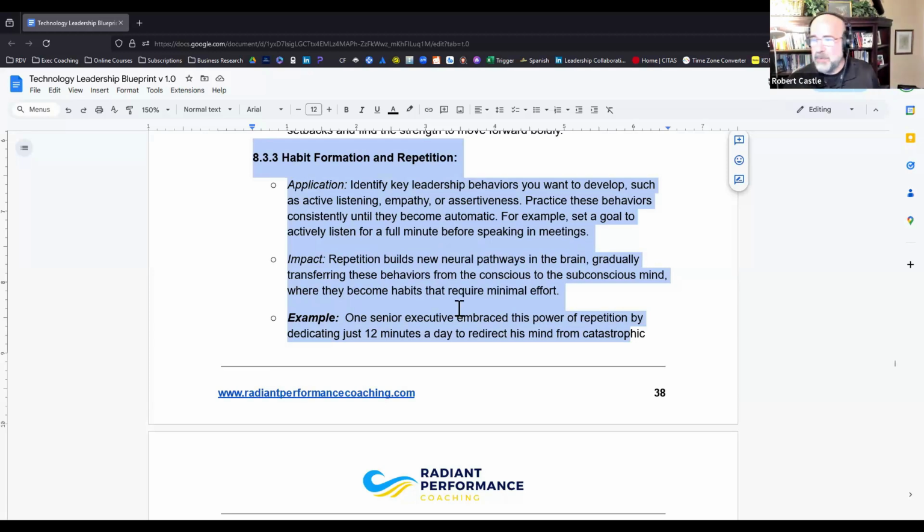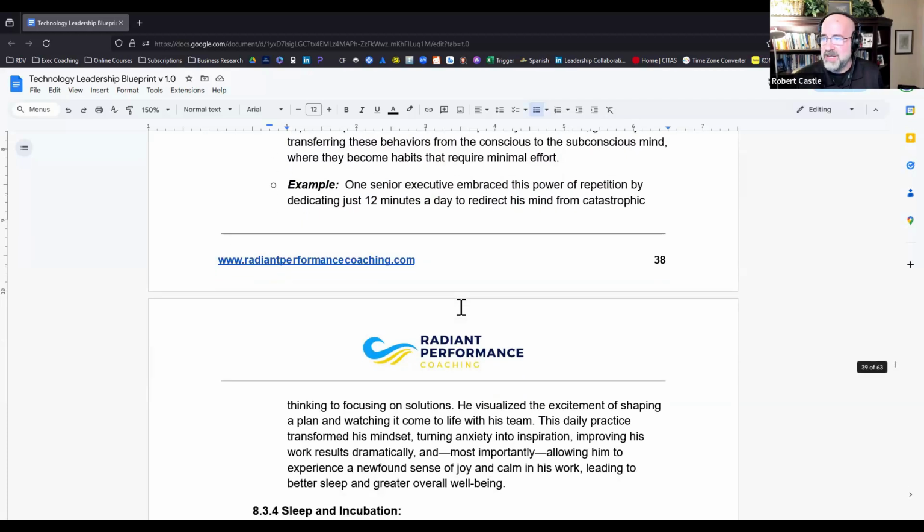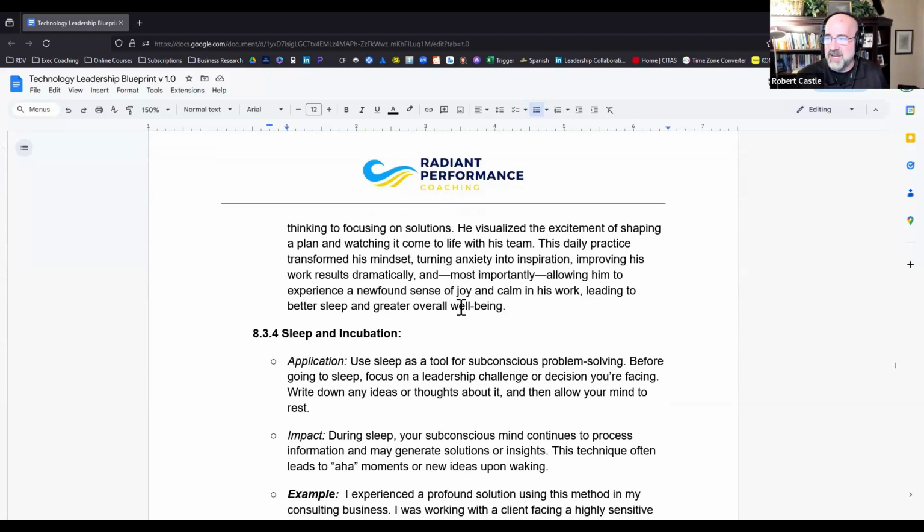So here's an example. One senior executive embraced this power of repetition by dedicating 12 minutes a day to redirect his mind from catastrophic thinking to focusing on solutions. He visualized the excitement of shaping a plan and watching it come to life with his team. This daily practice transformed his mindset, turning anxiety into inspiration, improving his work results dramatically, and most importantly, allowing him to experience a newfound sense of joy and calm in his work, leading to better sleep and overall well-being.